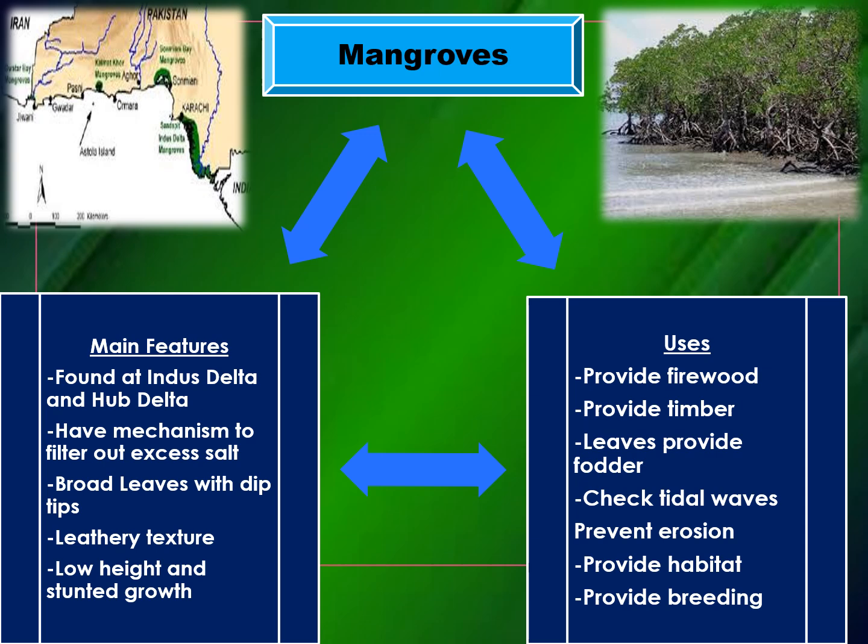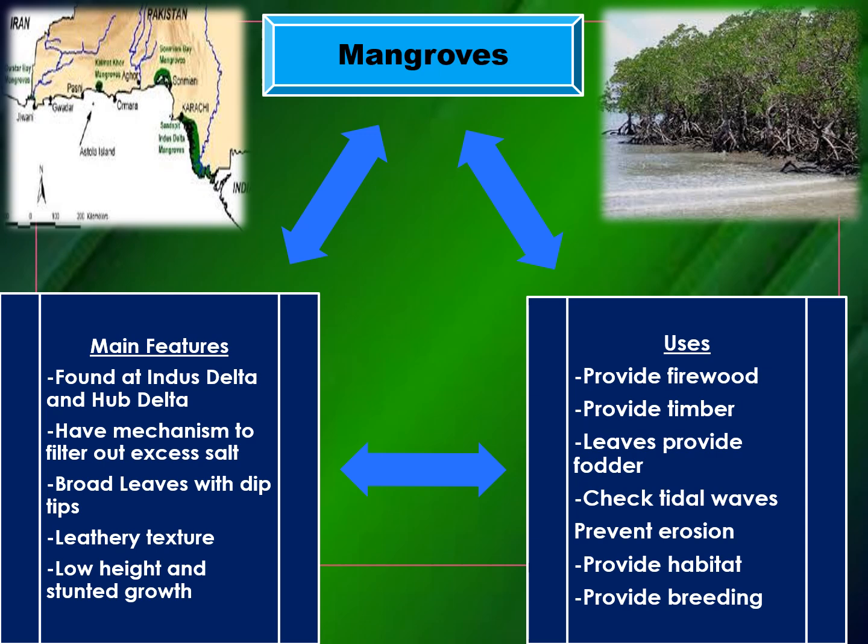it provides firewood and timber to the coastal communities. The leaves provide fodder for camels and nutrition to the fish, check the tidal waves, prevent erosion on the coast, and absorb earthquake or tsunami shocks as well to some extent. They provide habitat and a breeding ground for fish and shrimps, and also protect them from predators.